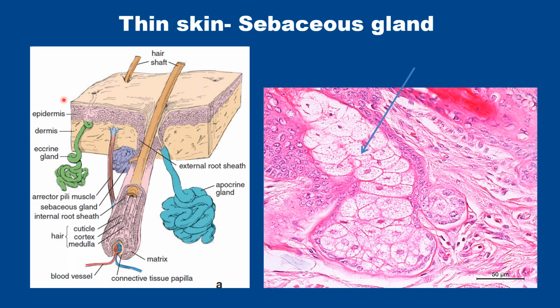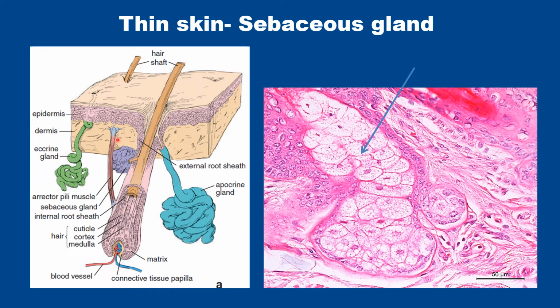The left panel shows a schematic diagram of the skin with the hair follicle and the presence of the eccrine and the apocrine sweat glands. Theoretically, the difference between eccrine and apocrine sweat glands has already been told. Eccrine glands open directly on the surface. Apocrine sweat glands don't open directly; they open at the root of the hair follicle. There is another gland, the sebaceous gland, which also opens into the infundibulum of the hair follicle.